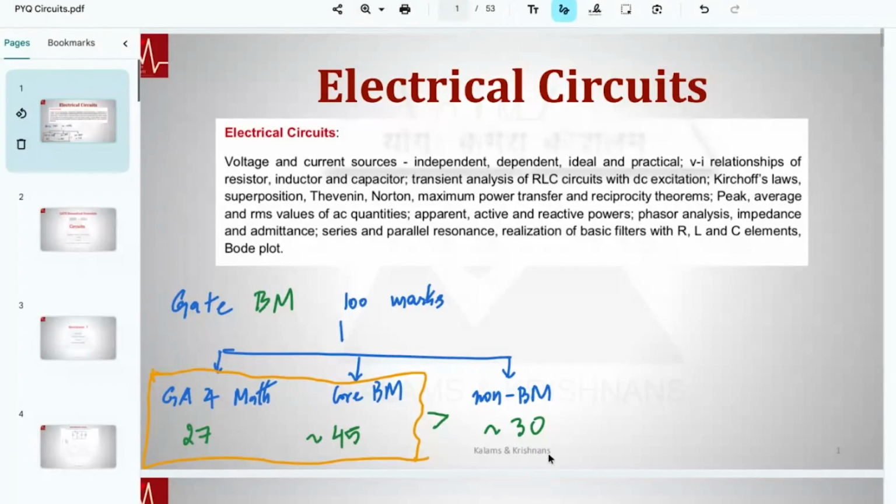Then again, you can put up a very good fight. If you also manage to learn advanced things over here, you are a candidate for even an all India rank less than 5, something like that. So this is the reason to look at these non-BM subjects, electrical circuits being one of them.